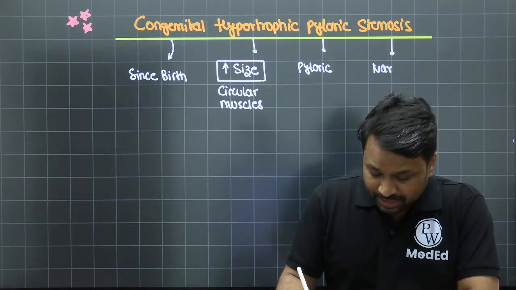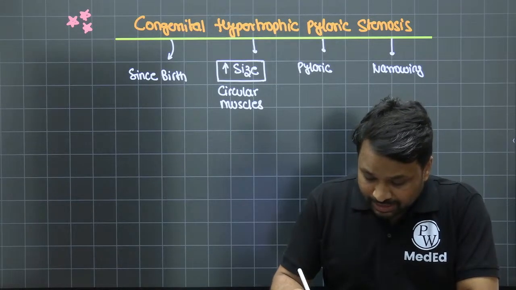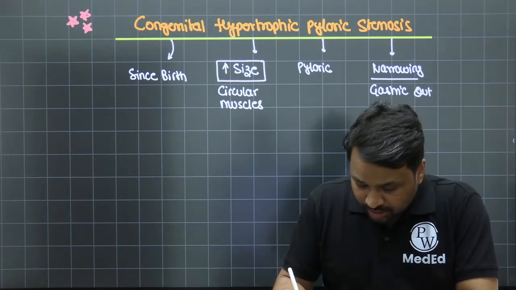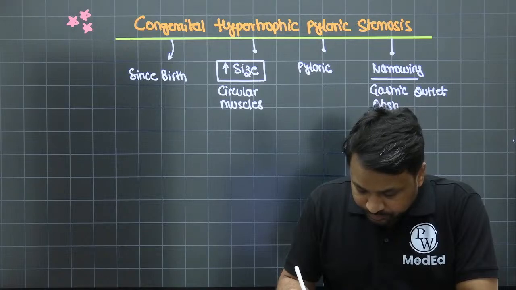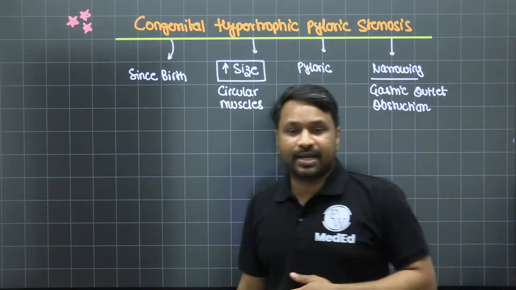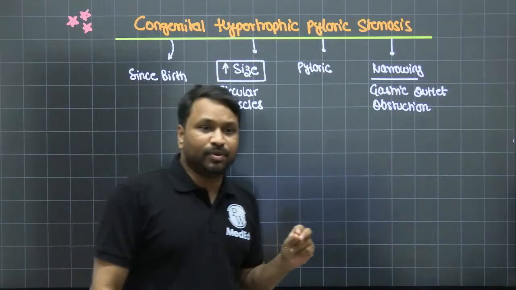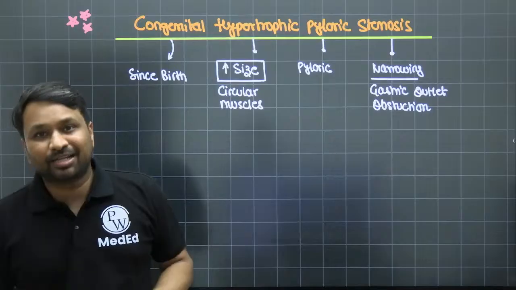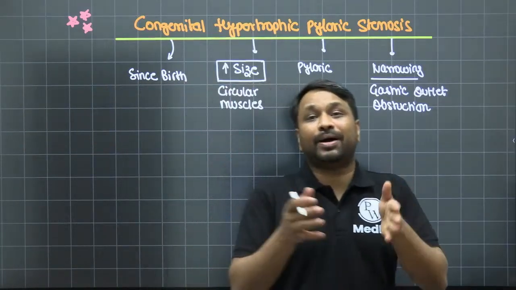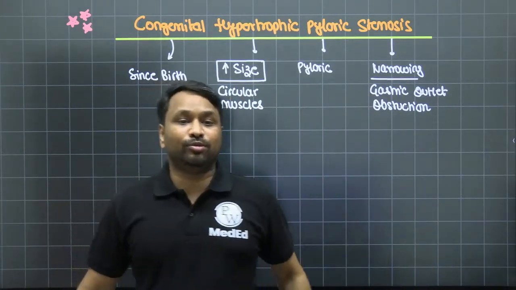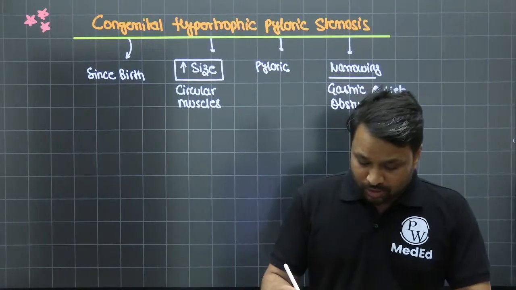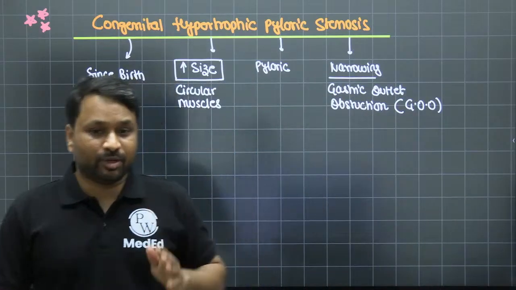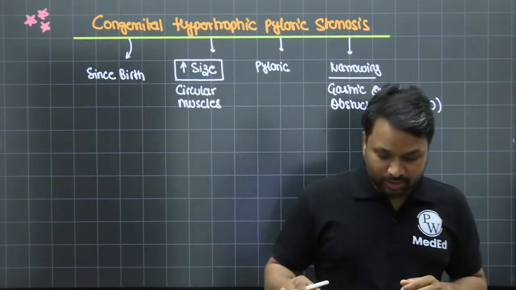Stenosis is nothing but narrowing, and this narrowing of the pylorus will result in obstruction, which we call gastric outlet obstruction. So since birth, there is increase in size of the circular muscles in the pyloric region, and that causes narrowing, which won't allow the content to move forward, resulting in gastric outlet obstruction, also commonly called GO. GO stands for gastric outlet obstruction.